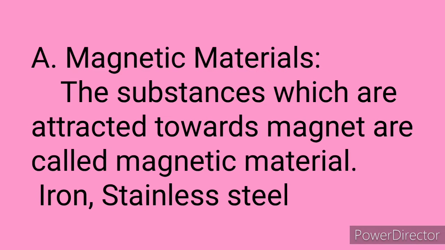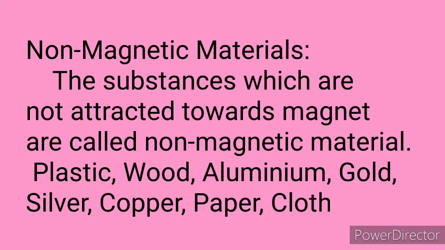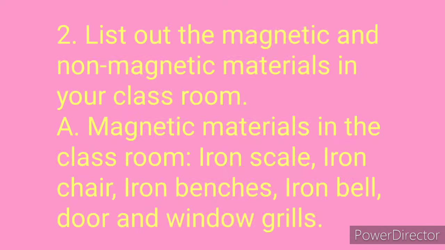So what are magnetic materials? The substances which are attracted towards a magnet are called magnetic material. So in the given question, iron and stainless steel are the two materials which are magnetic in nature. Next, non-magnetic materials. The substances which are not attracted towards a magnet are called non-magnetic material. So in the question, plastic, wood, aluminium, gold, silver, copper, paper, cloth, all these are non-magnetic materials.